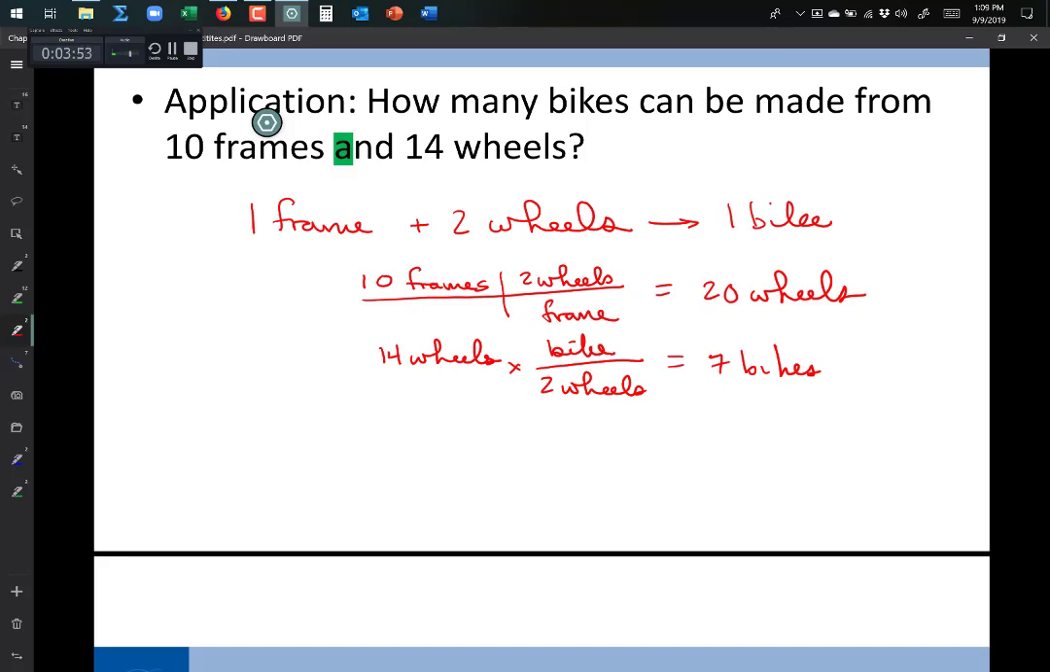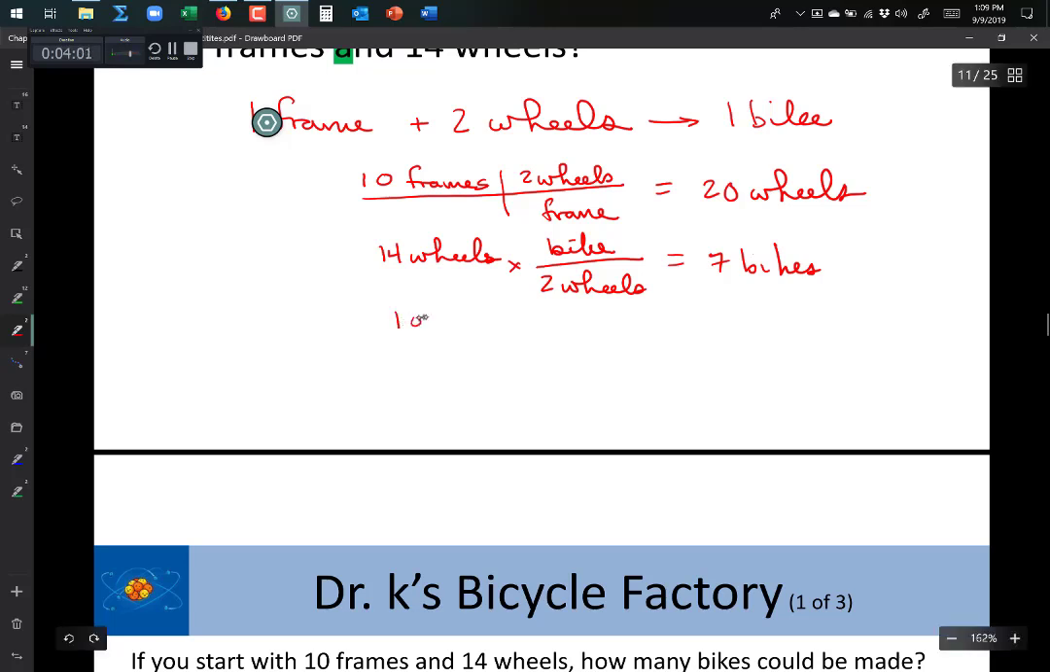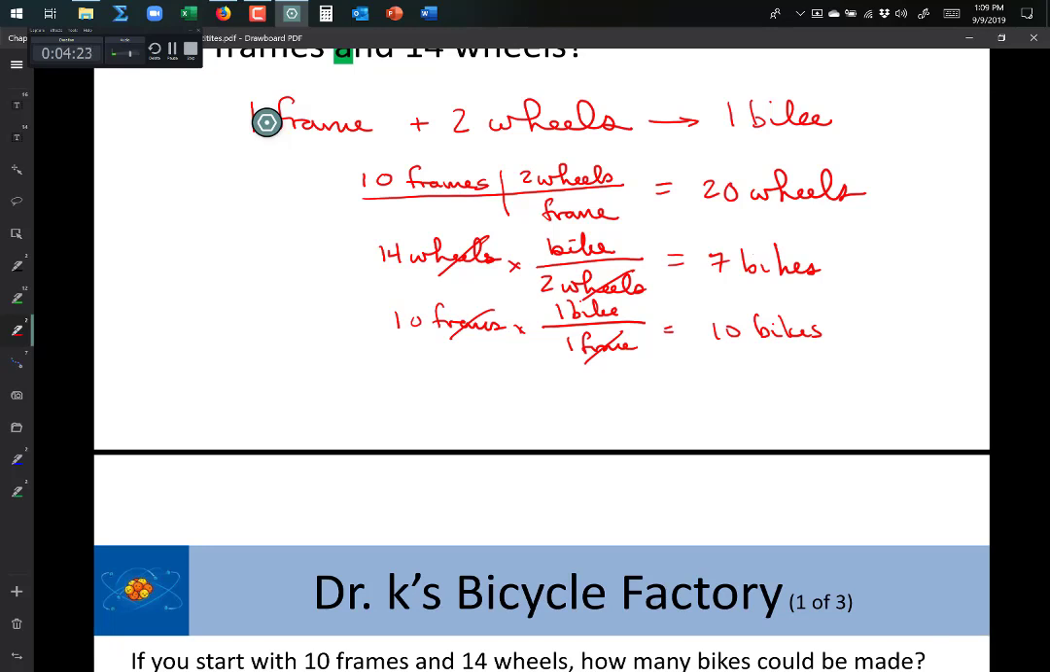But the mathematics of it is like this. So how do you actually do the rest of that thinking in your head? Well, you said 10 frames, one bike for one frame, that's 10 bikes. And you knew in your head that you could only get to 7, because at some point you're going to run out of wheels, right? That makes sense? It turns out that this has a name. This is known as the limiting reactant.